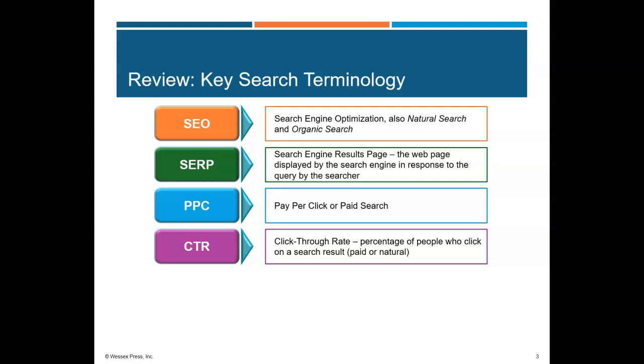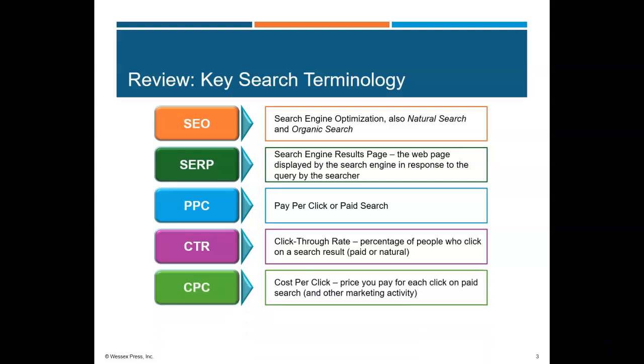CTR is the click-through rate. This is the percentage of people who click on a search result, whether it's paid or natural. And remember, natural means natural search engine optimization, or organic. CPC is cost per click, the price you pay for each click on paid search and other marketing activity. So you want to look at these two, PPC and then cost per click.